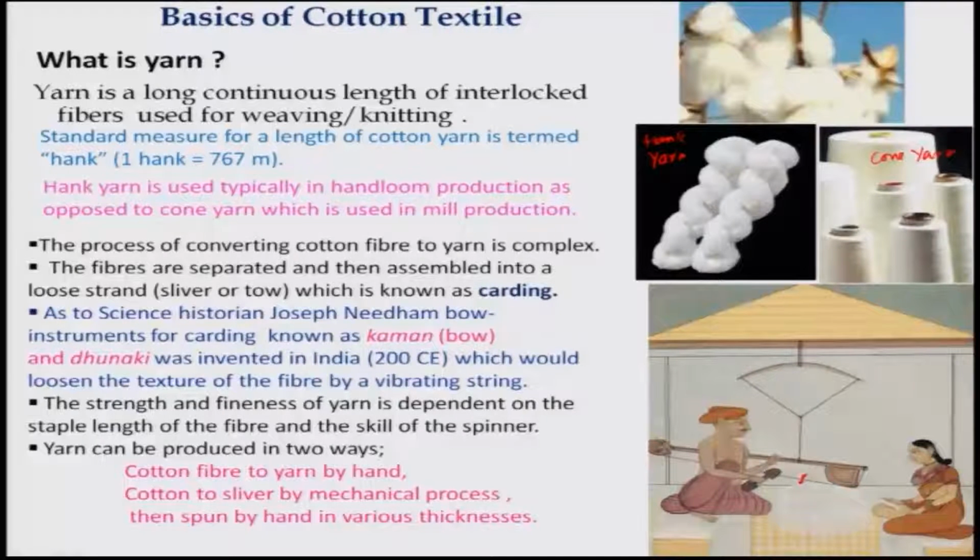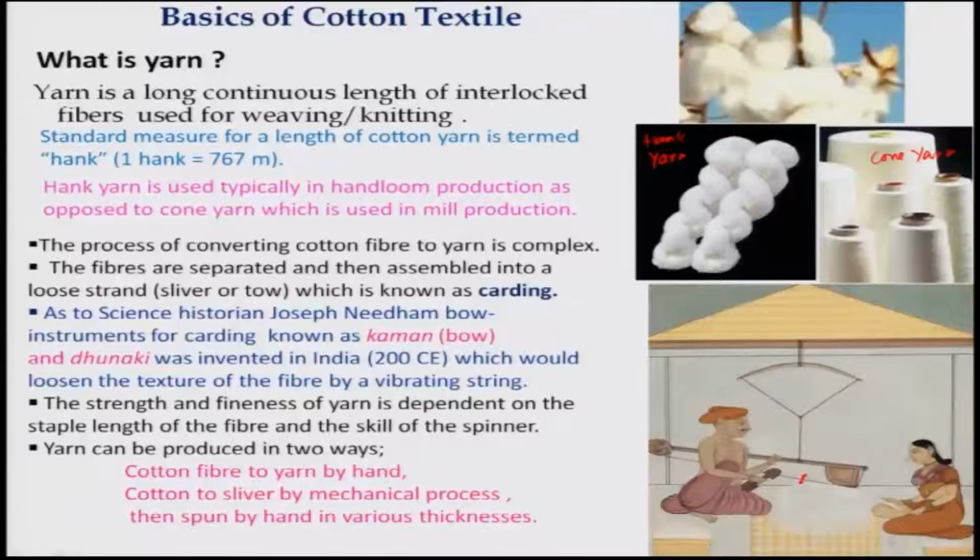Of course, the strength and fineness of yarn generally depend on the staple length of the fiber and the skill of the spinner. So you need to have a very good hand to do that, because it is twisted so that it can take the strength. As I told earlier, yarn can be produced in two ways. One is by hand, which was used basically in our country in earlier days, even today also.